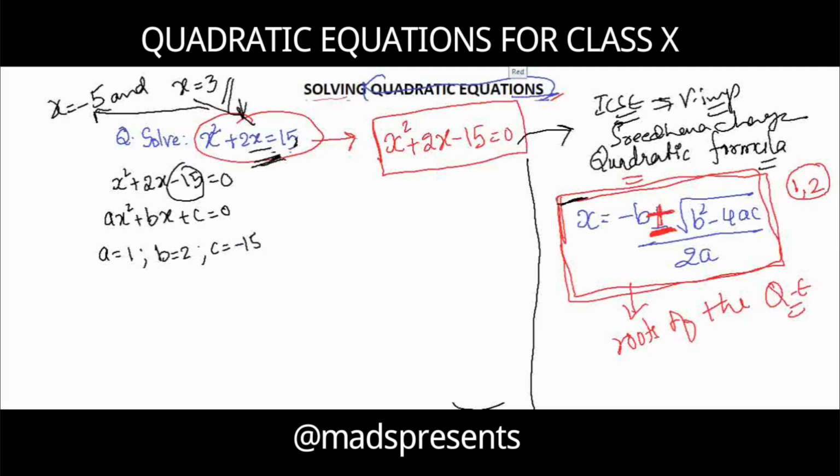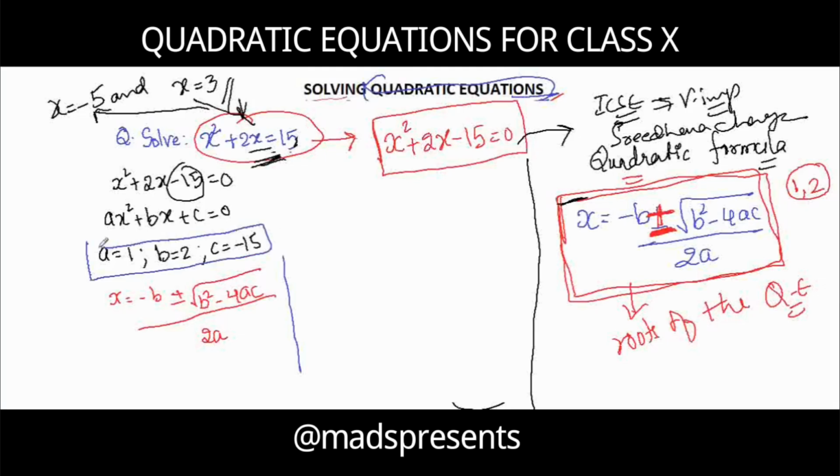Now, what is the quadratic formula? The quadratic formula is x is equal to minus b plus or minus under root b square minus 4ac, all by 2a. Very simple here: just write the formula and replace a, b and c with your values. Just replace these values in the quadratic formula and you'll get the answer. So try to solve with me.